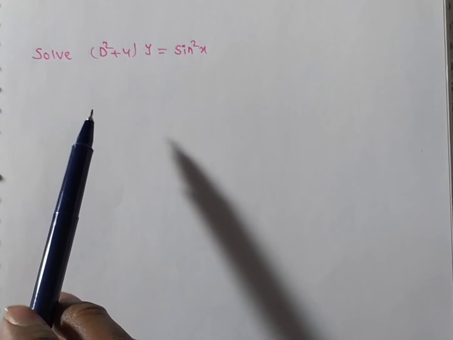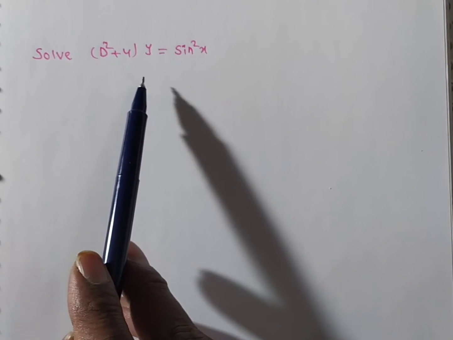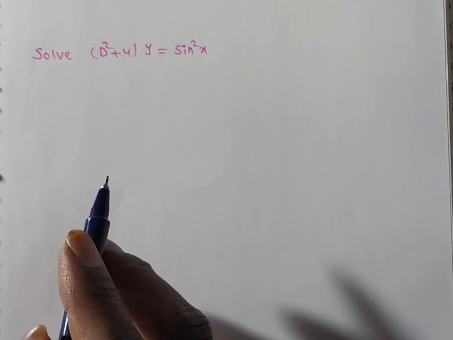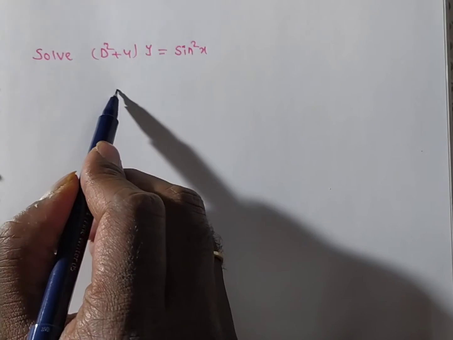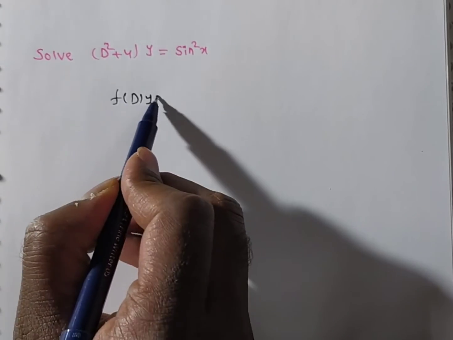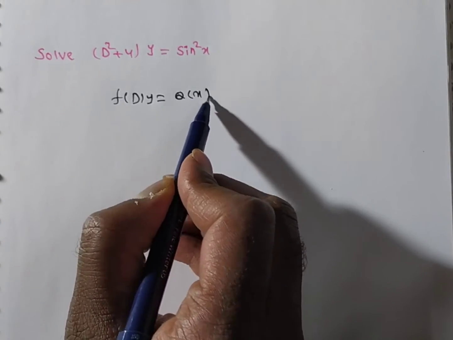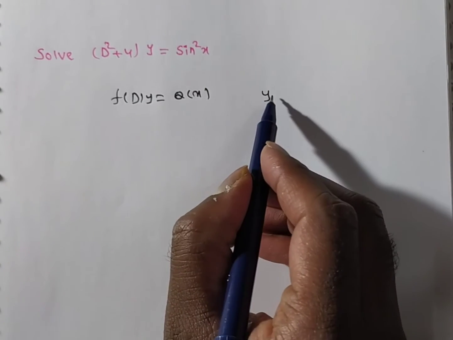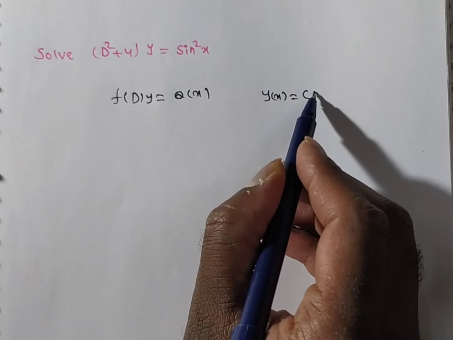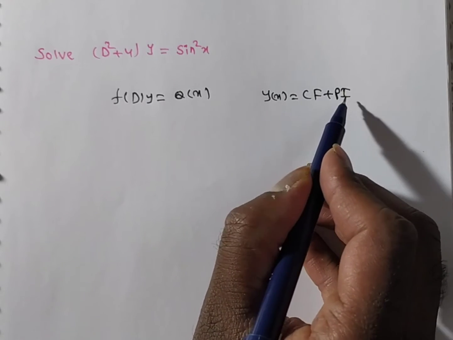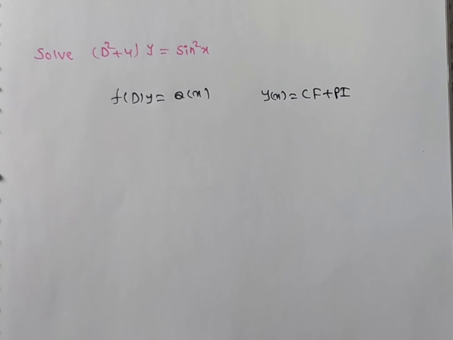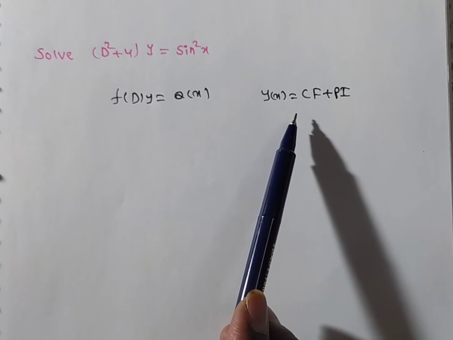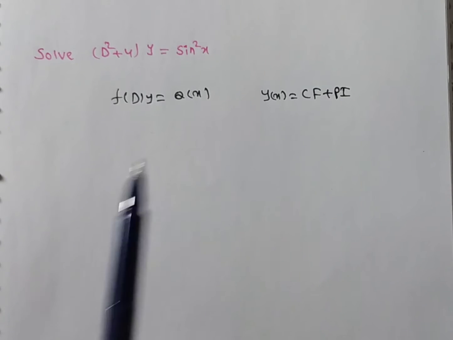The given problem is to solve (D² + 4)y = sin²x. Now you observe this is in the form f(D)y = Q(x). So what is the general solution for this? We have y(x) equal to complementary function plus particular integral. In the given problem, it says solve. Solve means we have to find the complementary function and particular integral.